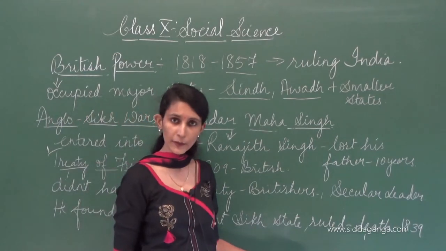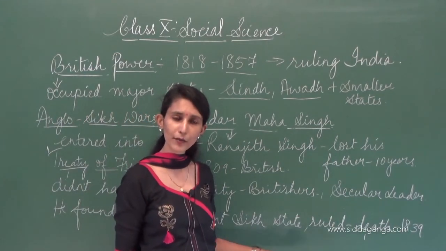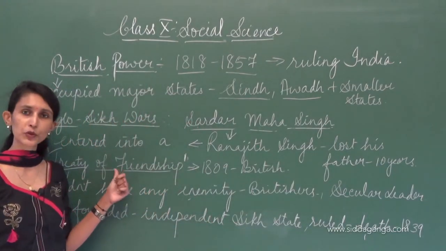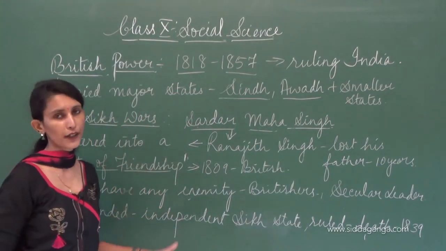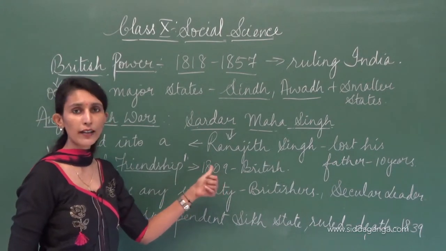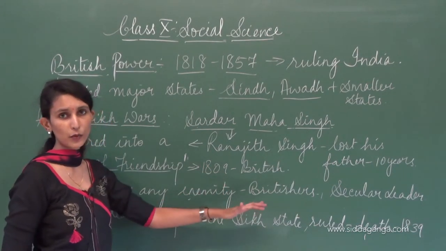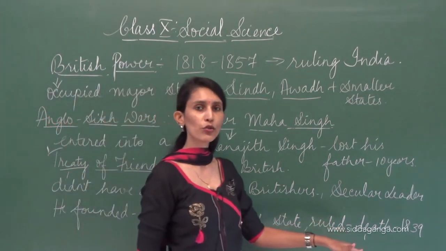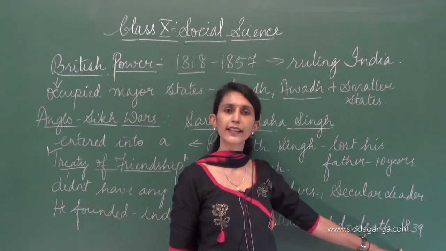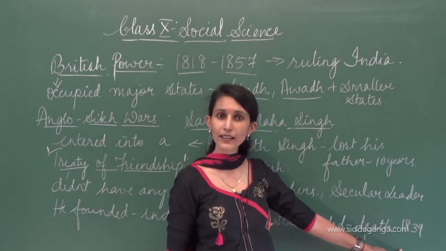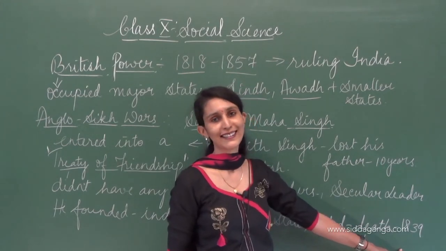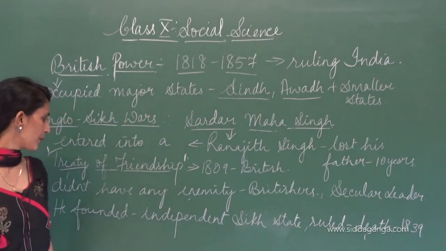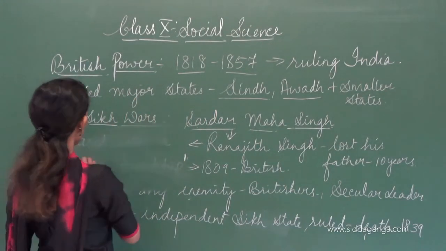Till he was there, why was there no enmity? Why was there no problem? Because of the treaty that they had signed, which was the Treaty of Friendship in 1809 with the Britishers, that we shall not have enmity, but we shall have friends. As soon as he died in 1839, what happened? The Britishers wanted to fight. Let's go to the Anglo-Sikh War and let's see what happened in it.